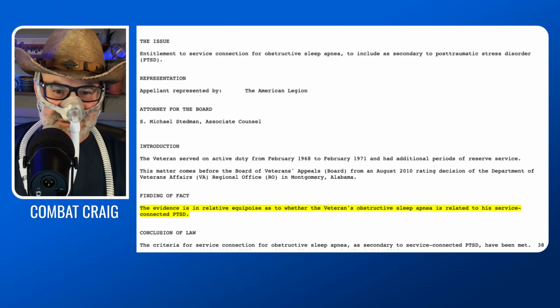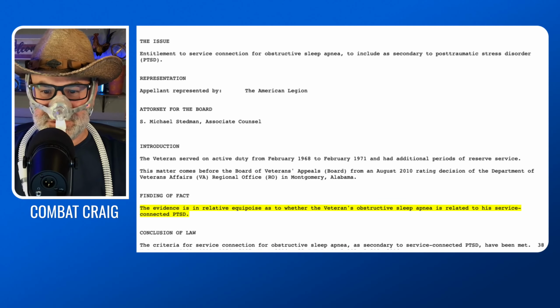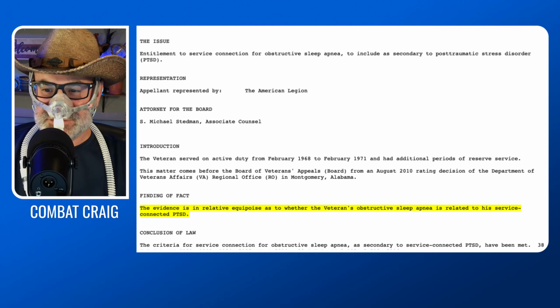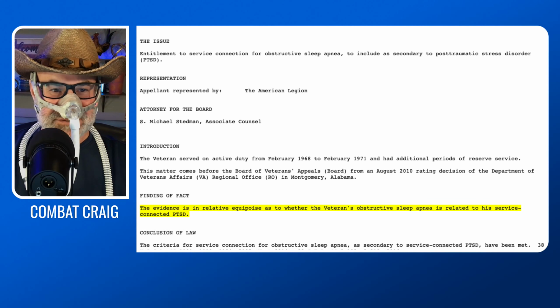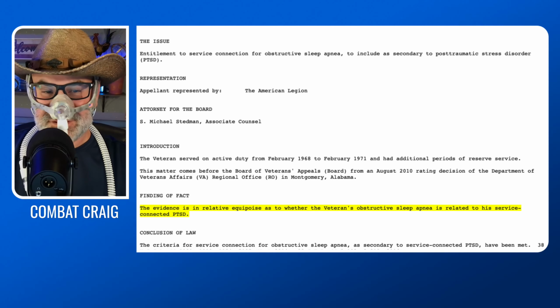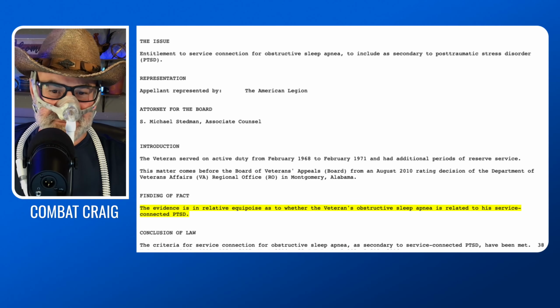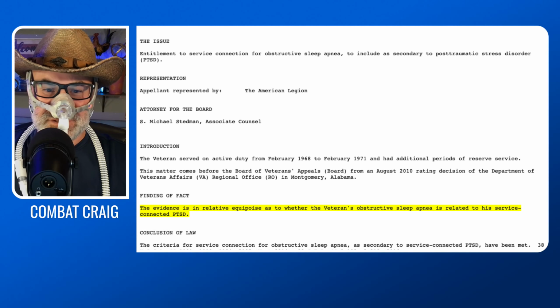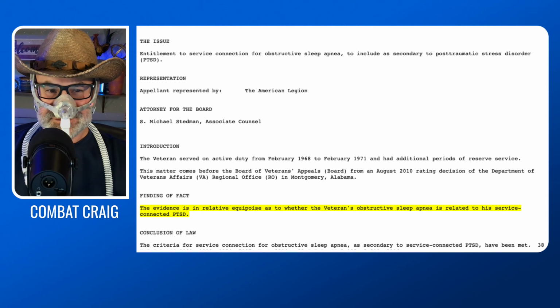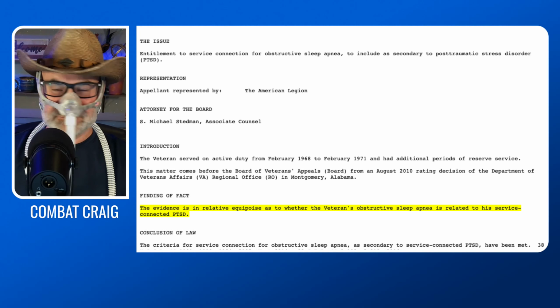So the evidence is in relative equipoise as to whether the veteran's obstructive sleep apnea is related to a service-connected PTSD. This particular one is kind of funny because it doesn't say caused by or aggravated by. It says relative equipoise. That means it's a tie. Tie goes to the veteran. Veteran won.